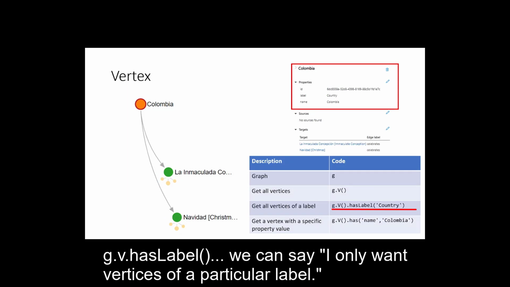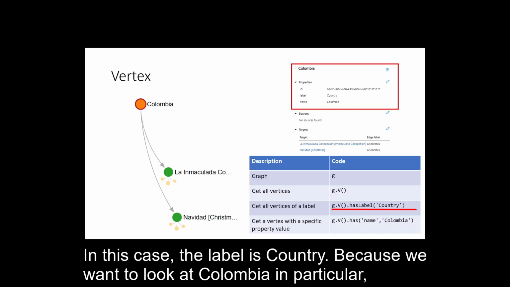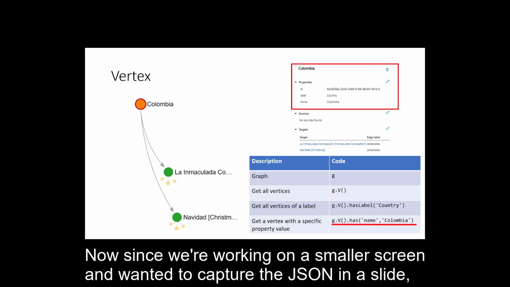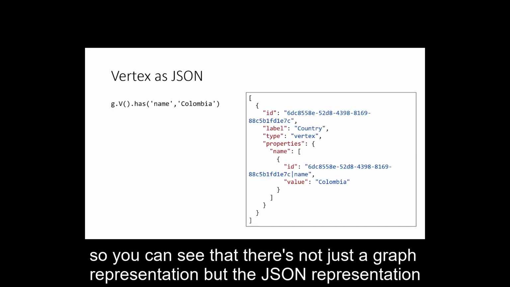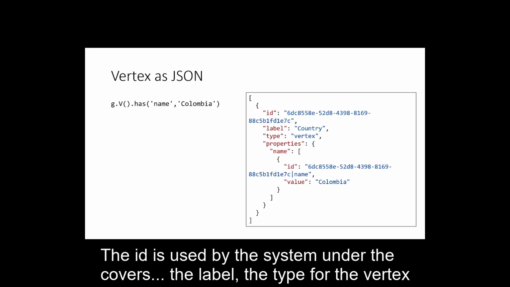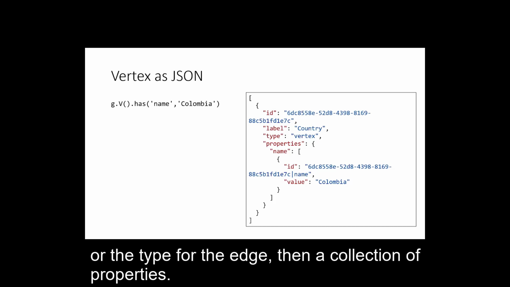G.V.has label, we can say I only want vertices of a particular label, in this case labeled as country. Because we want to look at Colombia in particular, we did g.V.has name Colombia. Now since we're working on a smaller screen, I wanted to capture the JSON in a slide so you can see that there's not just a graph representation, but the JSON representation, which is what you'll get back in the API call. The JSON includes the IDs used by the system under the covers, the label, the type for the vertex, or the type for the edge, and a collection of properties.